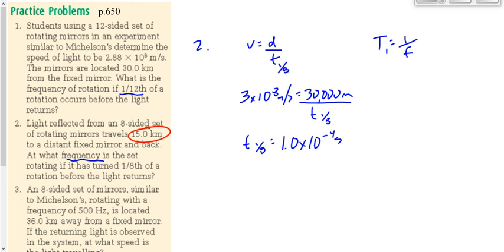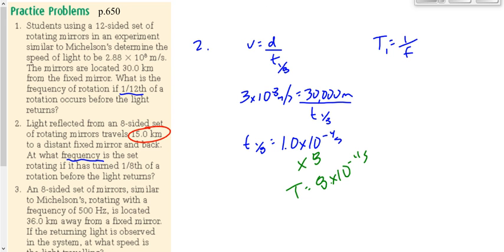You got a little letter, little t. You want big T. How do you get a big thing from a little thing? You multiply it. Okay? So to go from little t to big T, you multiply by 8 or 12 or whatever the case may be. You go from big T to little t, you divide. So let's multiply this by 8. That gives me big T is 8 times 10 to the negative 4 seconds.